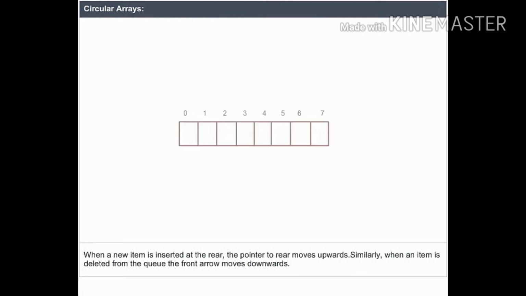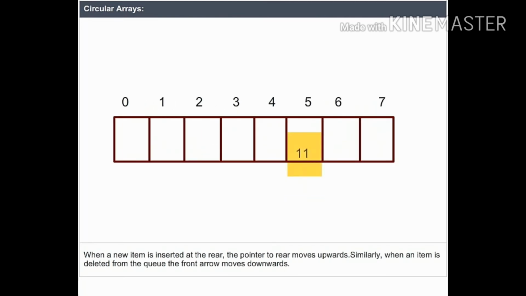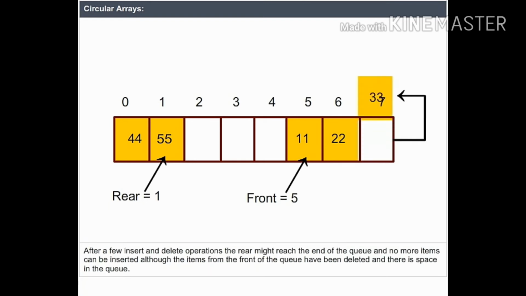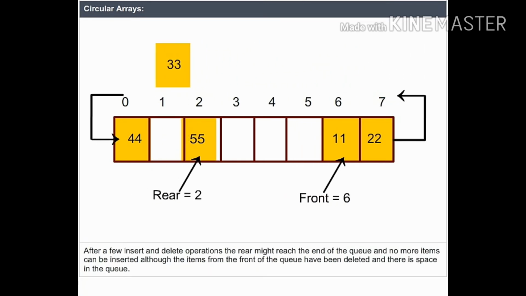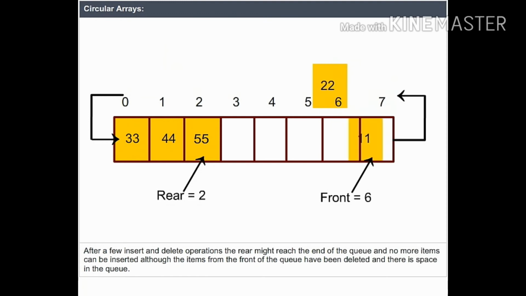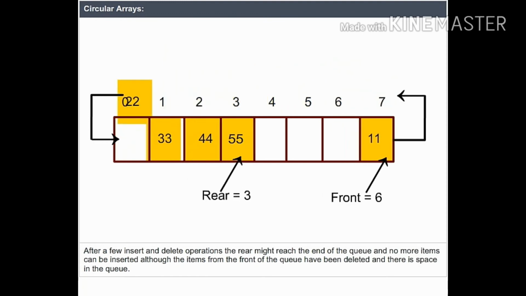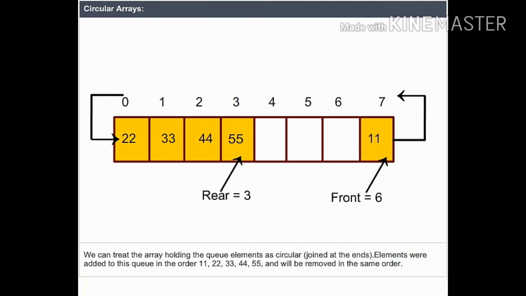Circular array. When a new item is inserted at the rear, the pointer to rear moves upwards. Similarly, when an item is deleted from the queue, the front arrow moves downwards. After a few insert and delete operations, the rear might reach the end of the queue and no more items can be inserted, although the items from the front of the queue have been deleted and there is space in the queue. We can treat the array holding the queue elements as circular, joined at the ends.